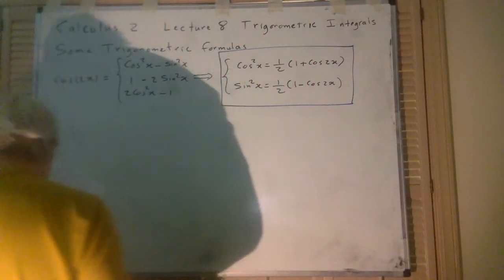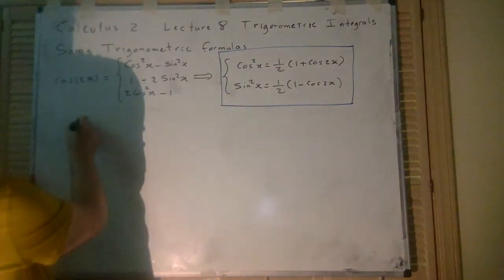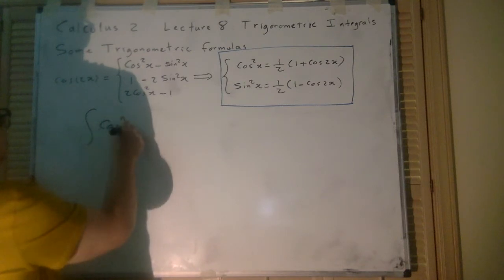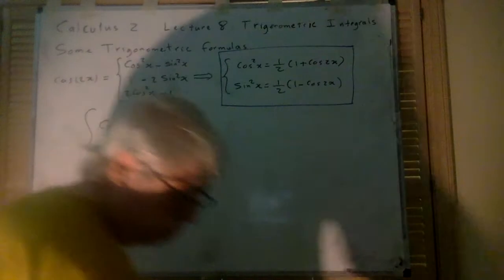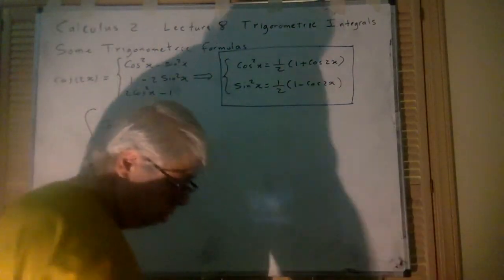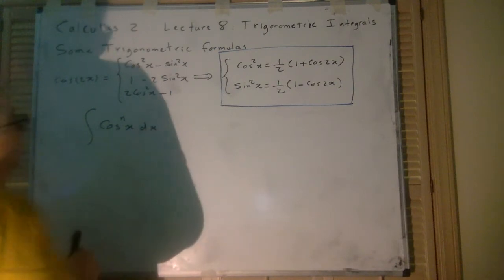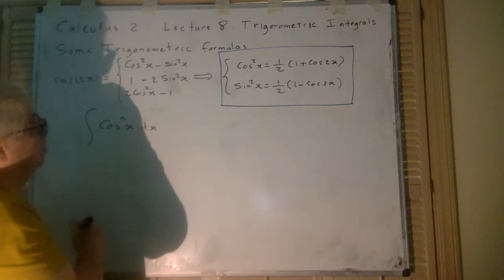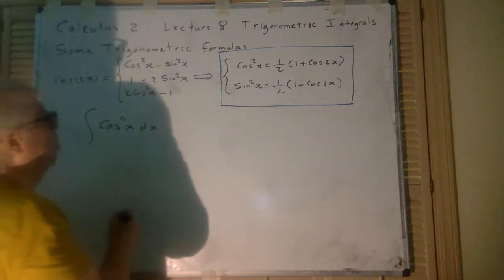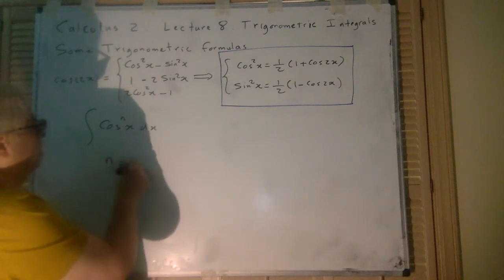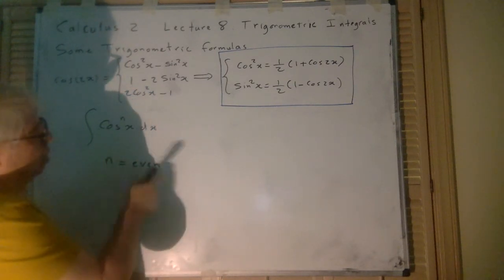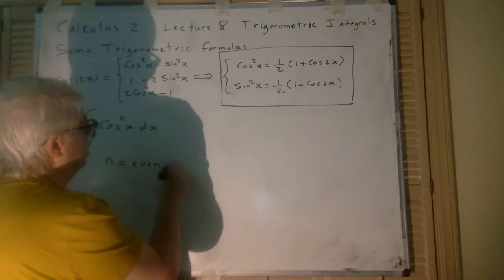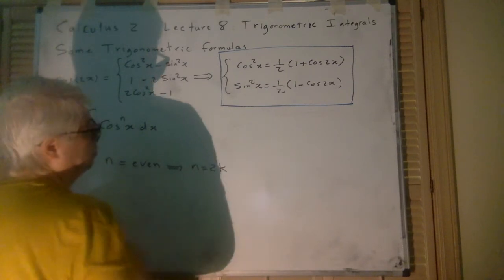Other examples are like, let's see, integral of, say, cosine to some power n, sorry, dx, what am I saying? So let's say we have two cases here, when n is even and when n is odd. So let's say n is even. Well, this is in fact the hardest one, I guess. So this n is even, which means that n is like 2 times k for some k.